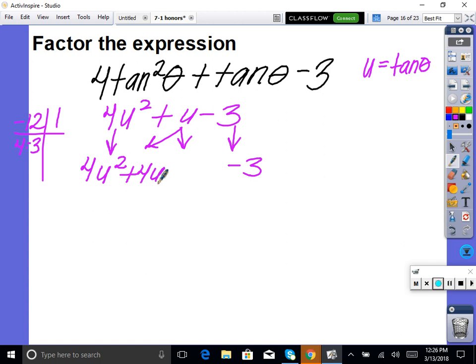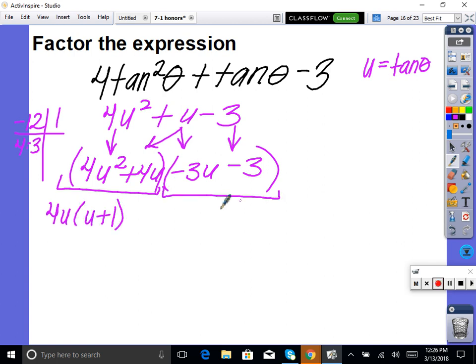So plus 4u minus 3u. Then we factor by grouping. We would pull out a 4u, so then left would be u plus 1. We'd pull out a negative 3. Left is u plus 1.